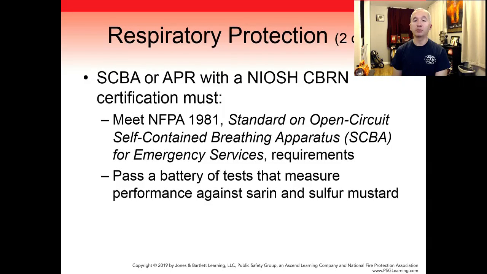In addition to meeting the requirements of NFPA 1981, standards on open circuit self-contained breathing apparatus or SCBAs for emergency services, SCBA or APR with a NIOSH CBRN certification must have passed a battery of tests that measure their performance against sarin and sulfur mustard.